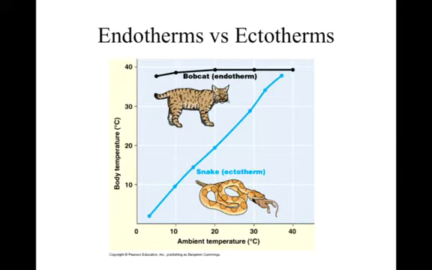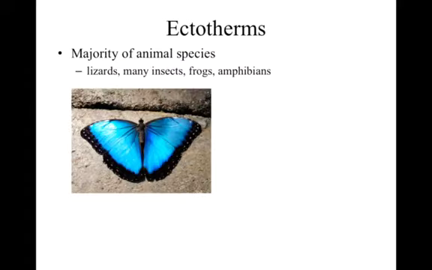So if I compare endotherms versus ectotherms, you look at their body temperature and you look at the ambient temperature, the temperature in the environment. And so you see the snake that's an ectotherm, when it's cold in the environment, the body temperature of the snake is cold. When it's hot in the environment, the body temperature of the snake is hot. With endotherms, though, their body temperature is pretty much always hot.